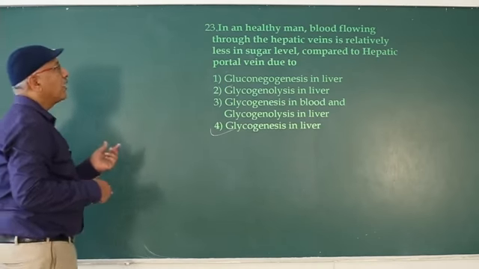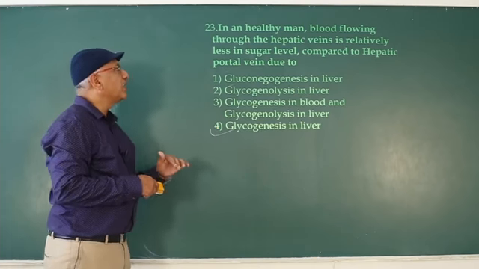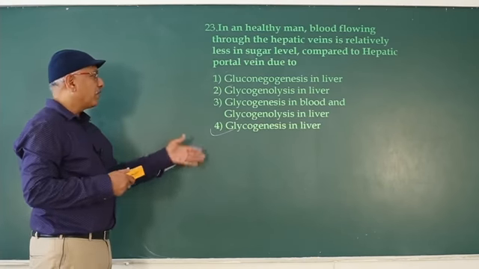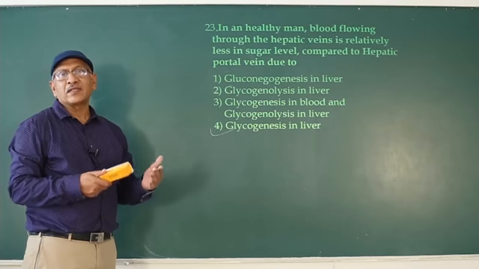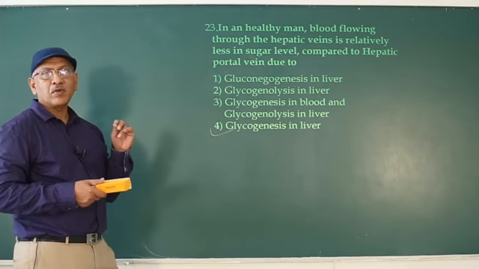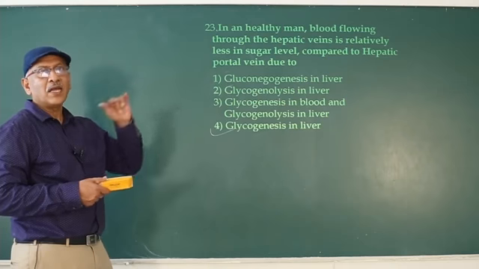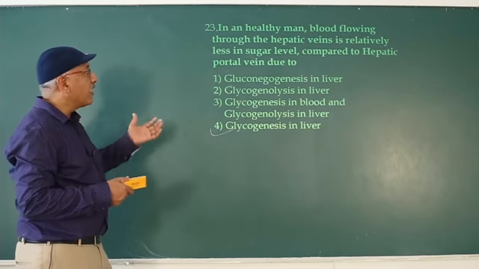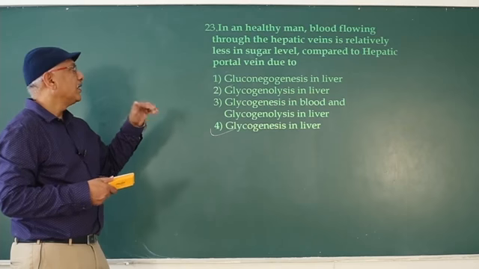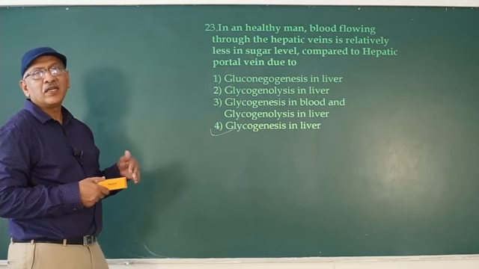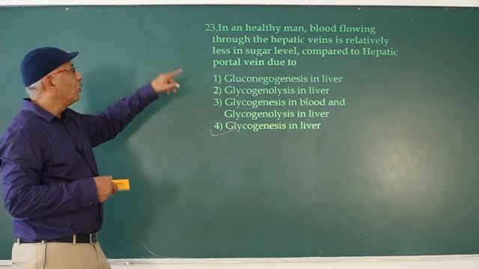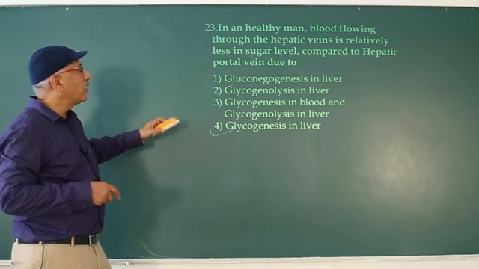In a healthy man, blood flowing through the hepatic veins is relatively less in sugar. The reason is that glycogenesis occurs in the liver. Excess glucose is converted into glycogen. That's why the glucose level is less in the hepatic vein. The hepatic vein collects blood from the liver. That is a relative statement when compared to the glucose level in the hepatic portal vein.